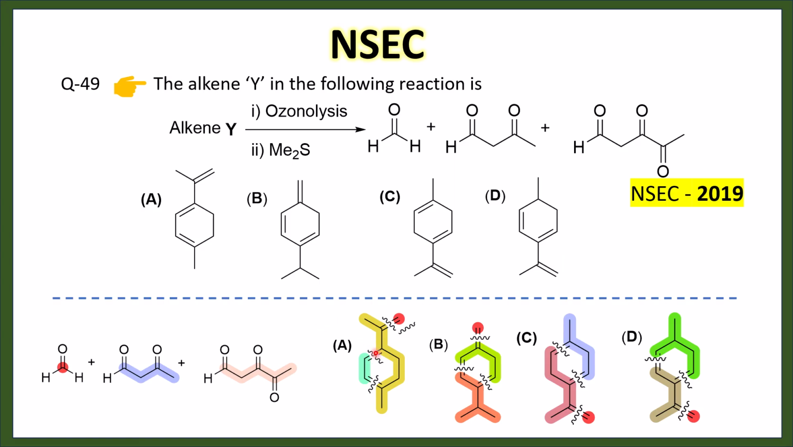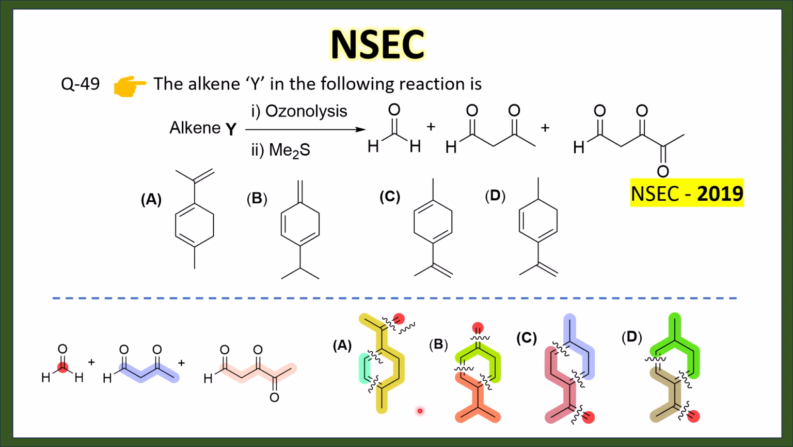From this option A, if we do ozonolysis through the double bond, we could find this glyoxal as one product, another is this formaldehyde product, another is this keto, and this triketo. This is not the correct one. For this compound B, if we do ozonolysis, then this formaldehyde is one, and another is the aldehyde keto CH2 aldehyde.